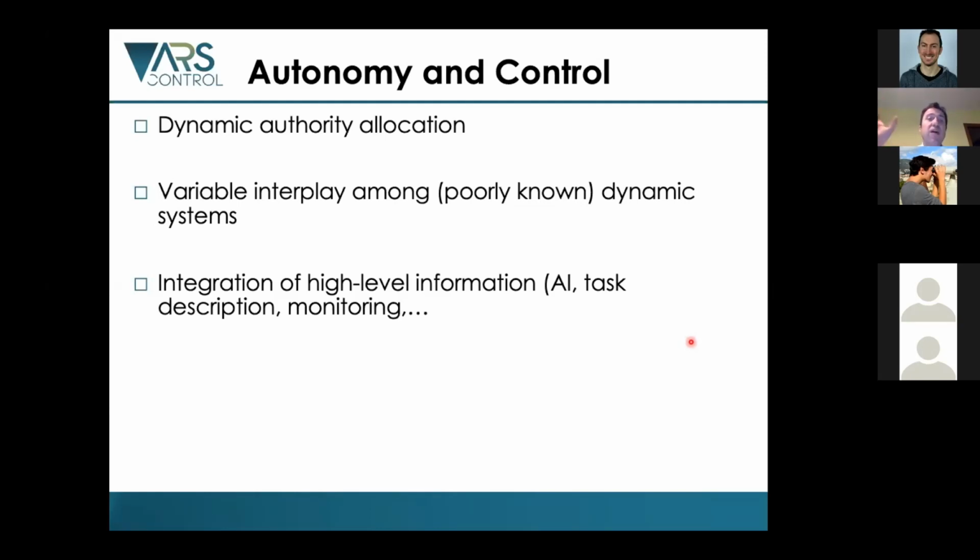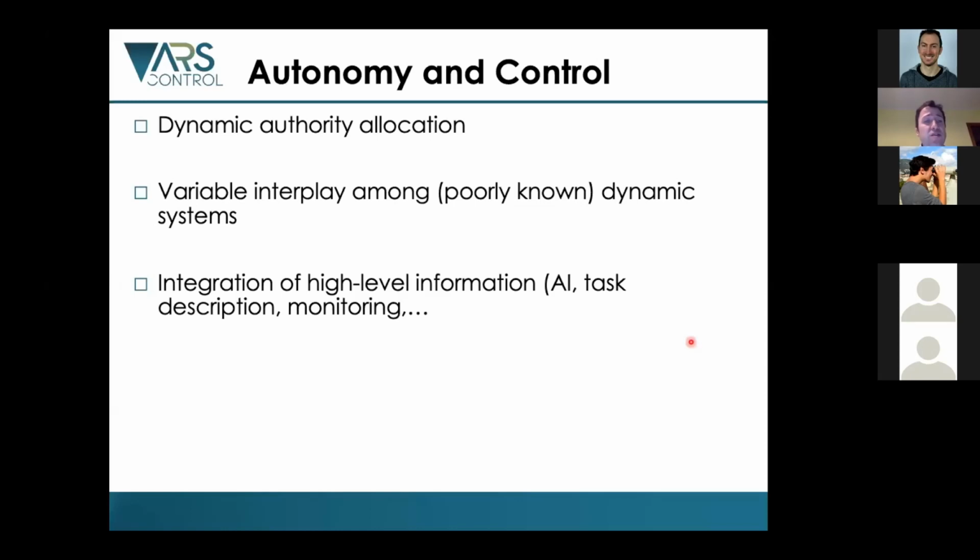Second, there is a variable interplay among several dynamical systems that may be poorly known. For example, the human: it's very hard to build a reliable model of the human that is good all the time. There is a lot of work on that, but still the human behavior is poorly known, and the human is not a static system. The human is a dynamic system that interacts with all the rest of the system.